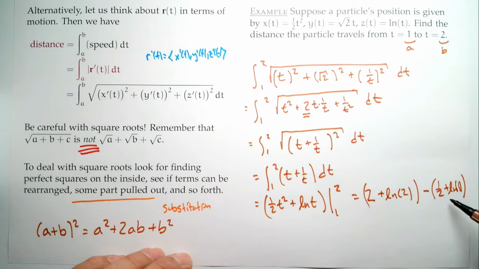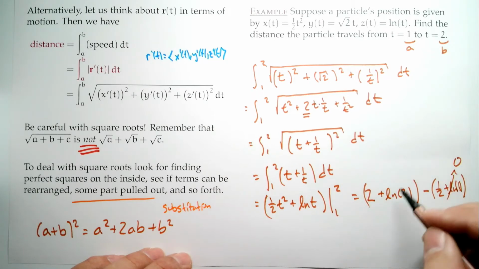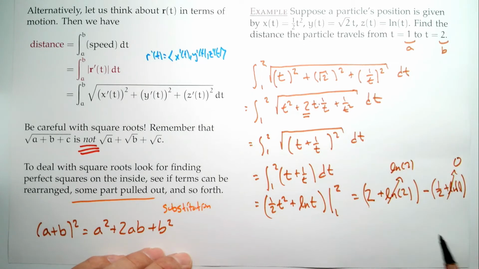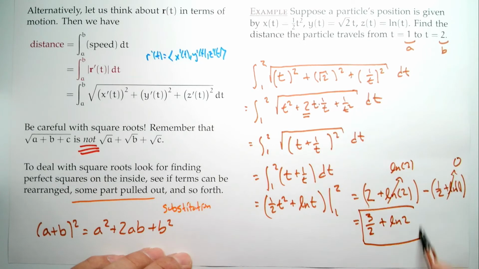Someone's saying log of 1 is 0. That is correct. And log of 2 is log of 2. 2 minus a half? 3 halves, or 1 and a half. So 3 halves plus natural log 2. All right.